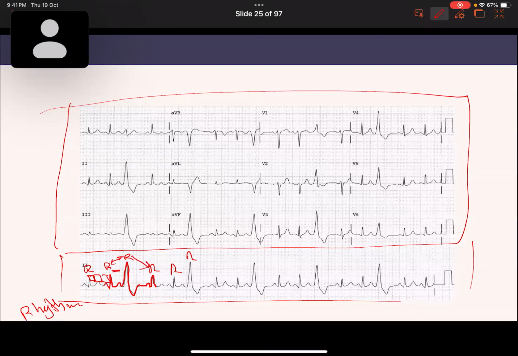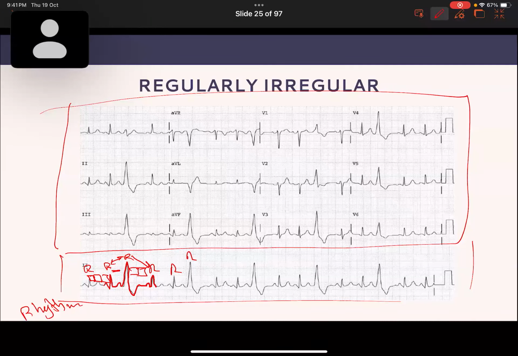And then between those 2 R waves, we have 3 large boxes. So is this regular or irregular? Exactly, this is an irregular rhythm. Why did we call it regularly irregular?